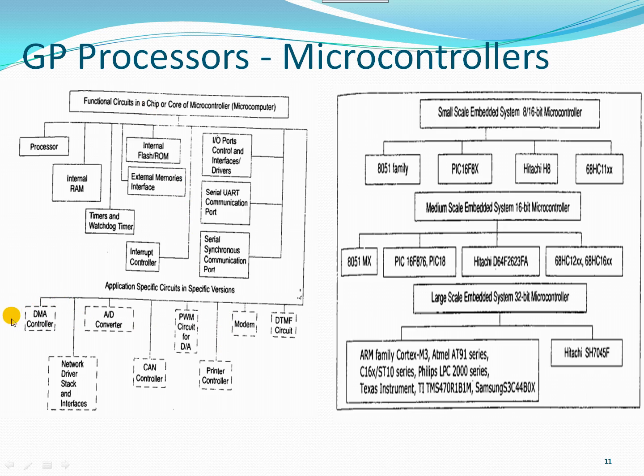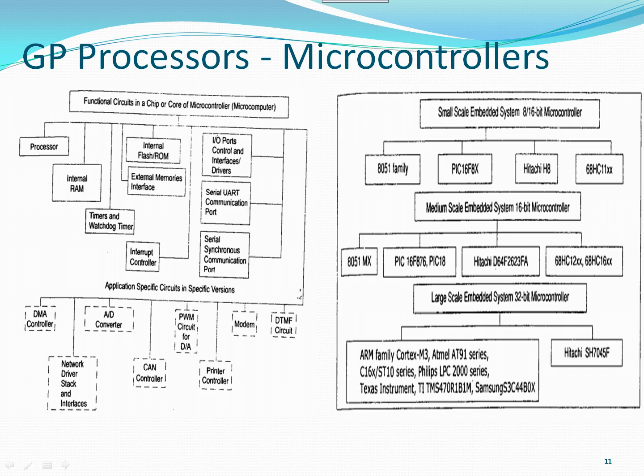They are DMA controller, the network driver, stack interfaces, A to D converter, CAN controllers and PWM circuits, printer controllers, modem, DTF circuits. So these are all for the application specific circuits. For some of the microcontrollers, these circuits are available, so we can use them as we require for the particular application.